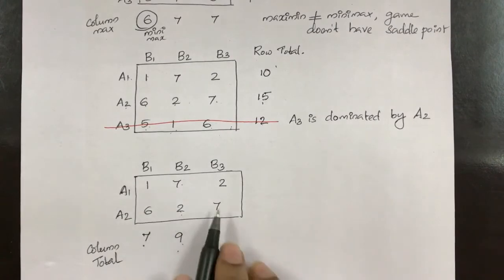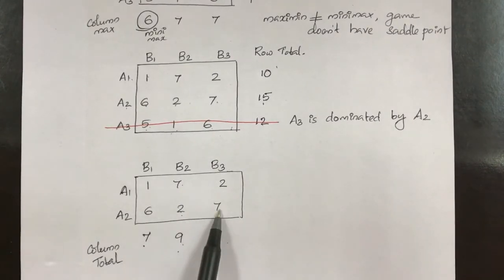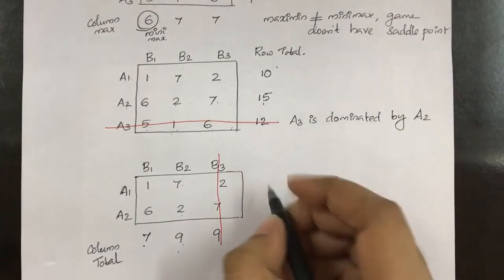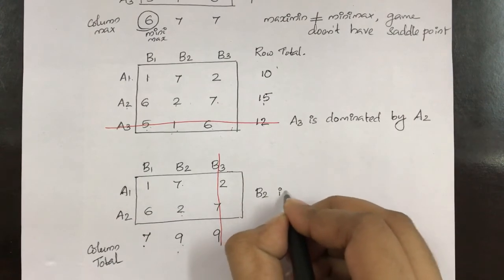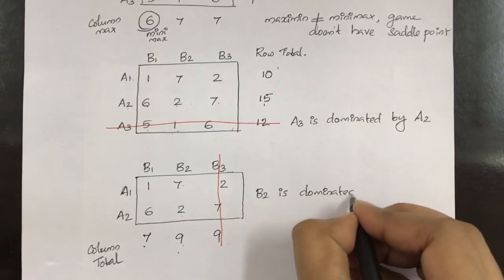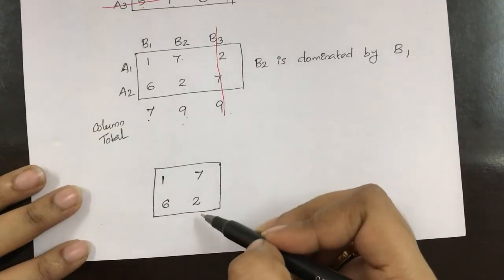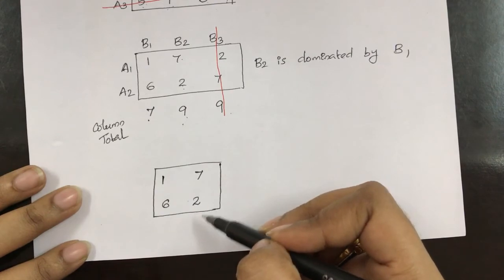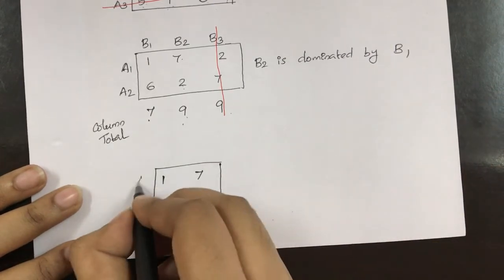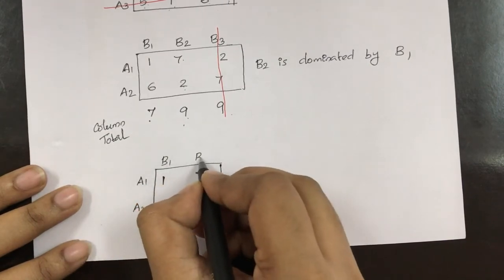I am going to compare B1 with B3. 1, 2: it has the highest. 6, 7: it has the highest. So we need to delete the highest. B3 is dominated by B1. Actually the matrix is reduced to 2 by 2. Once again we will check whether it can be reduced to a single value. This is A1, A2, this is B1 and B2.